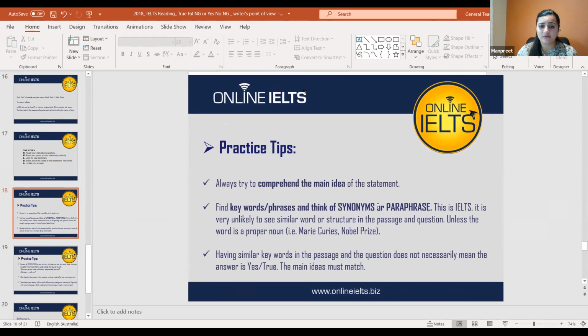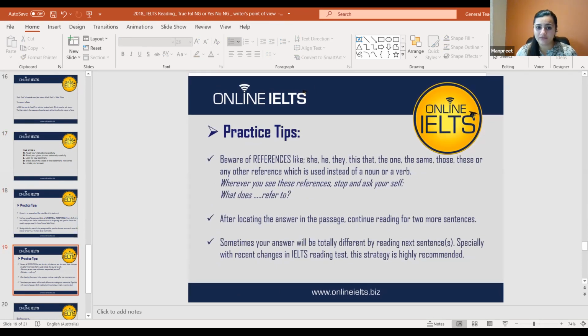And synonyms and paraphrasing the information is very important. Just keep this in mind. Okay, and there can be some references like pronouns. So I'm sure everybody knows what pronouns are. So he, she, it, they, those, which, whom, so all of these words. So in this case, you should know what this particular pronoun is referring to find your answer.